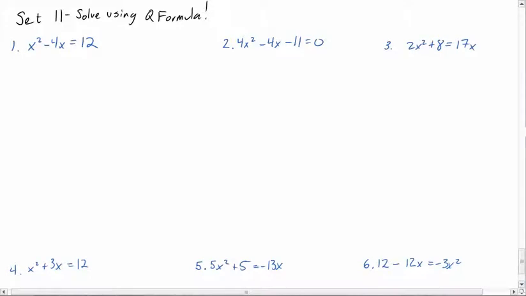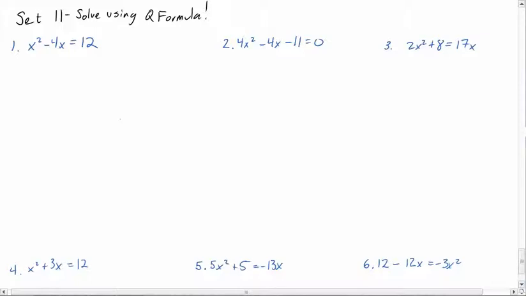Alright, now we're going to be using the quadratic formula to solve quadratic equations. Now you might say, oh my goodness, Mr. Bauer, you're going to do 6 of those? This is going to take you like 30 minutes. Well, it might, but probably not, because once you get used to the quadratic formula, it actually doesn't take as long as you think that it might. Alright, so let's go ahead and start with the first one.